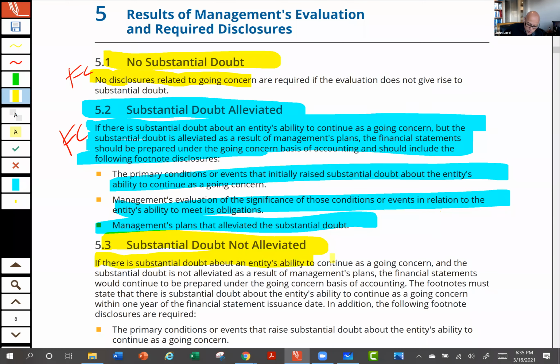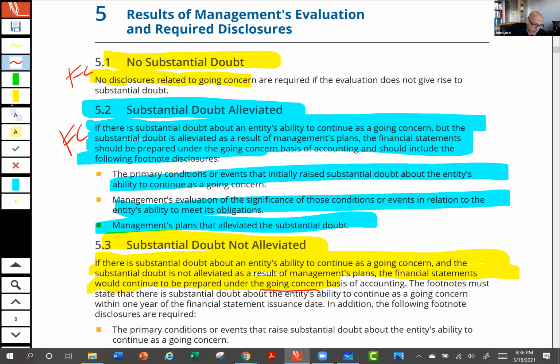If there is substantial doubt and the entity's ability to continue as a going concern is not alleviated as a result of management's plans and mitigating factors, financial statements will continue to be prepared under the going concern basis. So even though you have a going concern issue and you don't think you're going to be able to fix it, you don't move to liquidation basis.